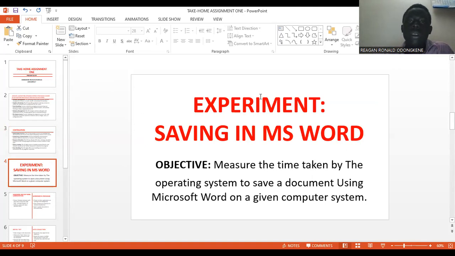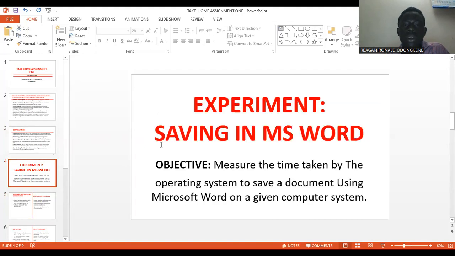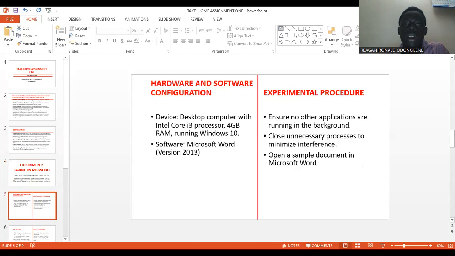Then I also have this experiment that I carried out about the time taken by the operating system to save a document using Microsoft Word on a given computer system. On this experiment, we shall see how long the operating system takes to actually complete a process. The process we have chosen is saving in MS Word.